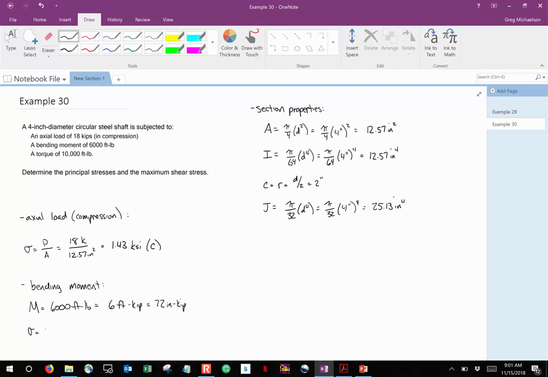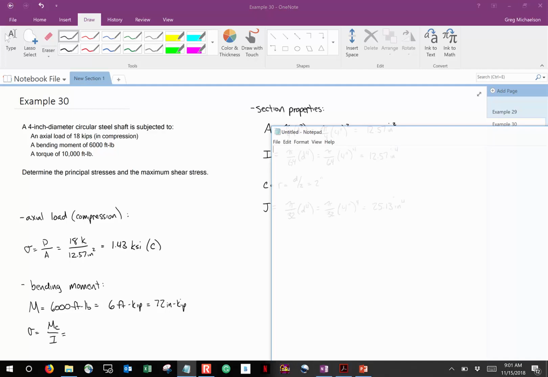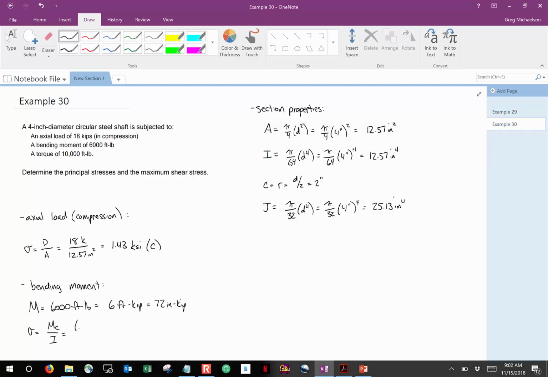So the formula is really easy. It's Mc over I. So we have 72 inch-kips, and we have c, which we already computed up here, is 2 inches. Our moment of inertia is 12.57 inches to the fourth. I'm getting 11.46 ksi.